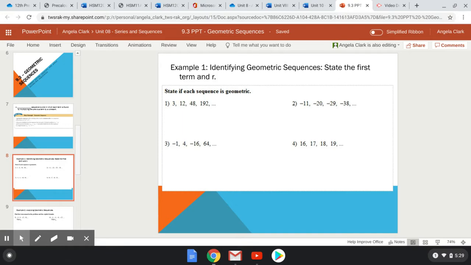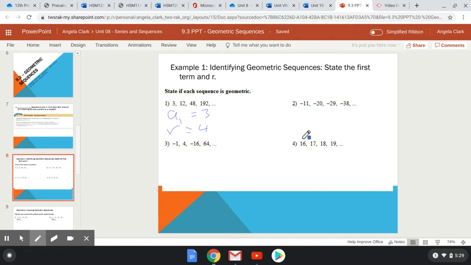So now that I know that, I need to state the first term and the R. The first term is easy. It's just the first term. So A1 equals 3, right? R, we already said I'm multiplying by 4 each time. So we figure that out in the process of figuring out whether or not this is a geometric sequence. Once you've figured out that this sequence is geometric, then you should already know A1 and R. There shouldn't be any extra work that you have to do afterward.